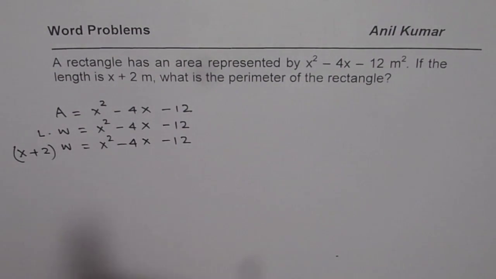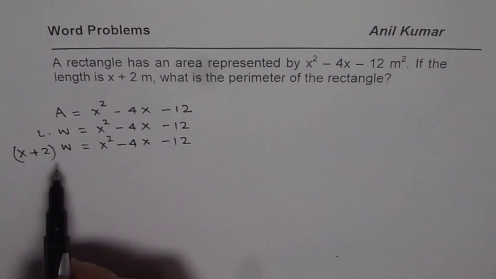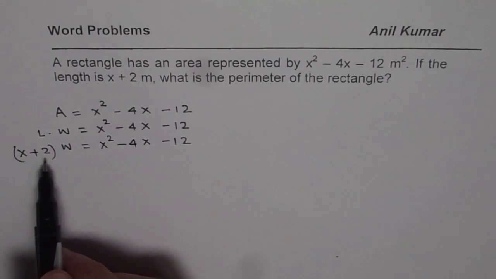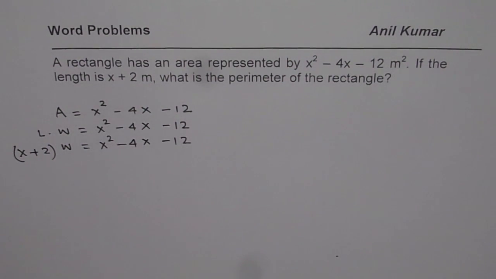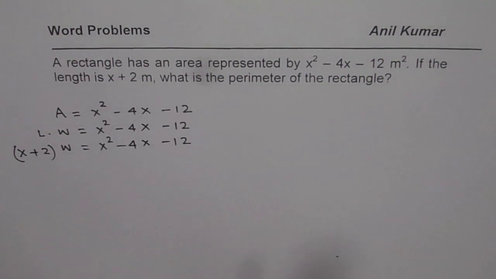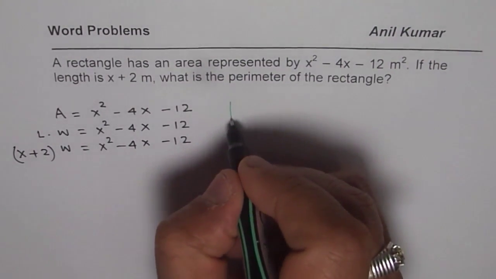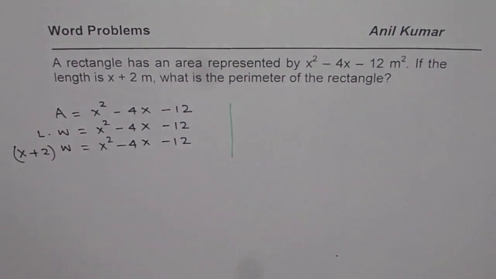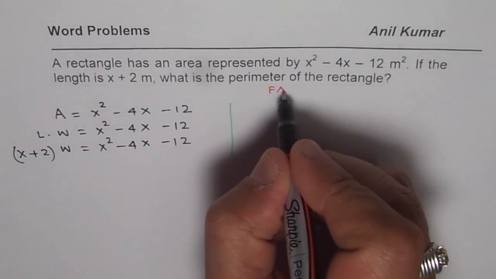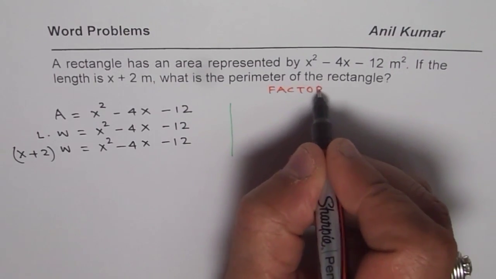Now one way to solve this question is to divide x square minus 4x minus 12 by x plus 2 and then find the width. So those of you who have done polynomial division can of course do it like that. Now there is an alternate way of doing it. An alternate way of doing it is to factor, right? So that is a better way also. So let us factor and then solve.